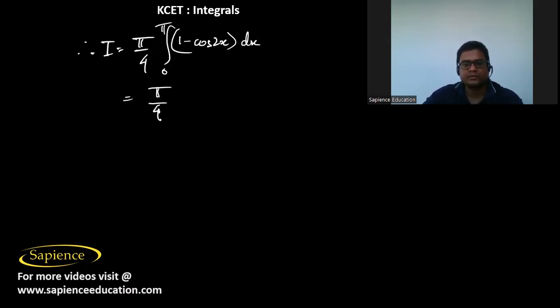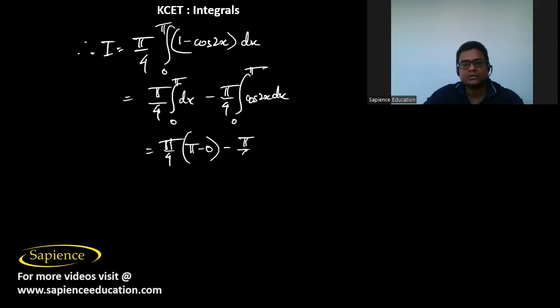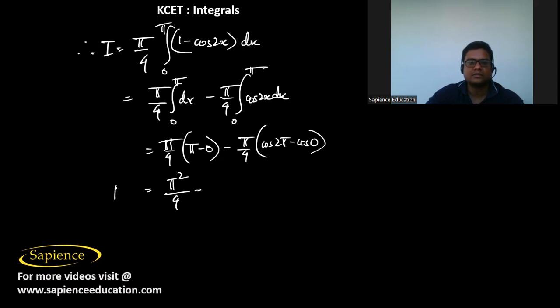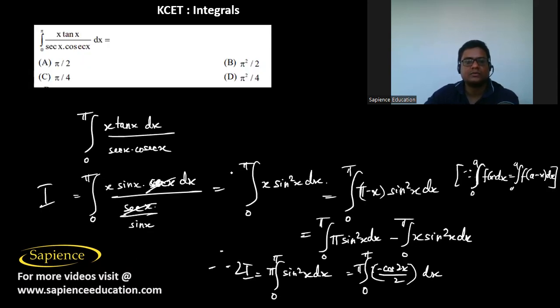So this will be pi by 4 integral dx from 0 to pi minus pi by 4 integral cos 2x dx from 0 to pi. So this will be pi by 4 into pi minus 0, minus pi by 4 into cos 2 pi minus cos 0. So this will be pi square by 4. Cos 2 pi and cos 0 are the same, so they will cancel out. So I is coming pi square by 4. So option D is the correct answer.